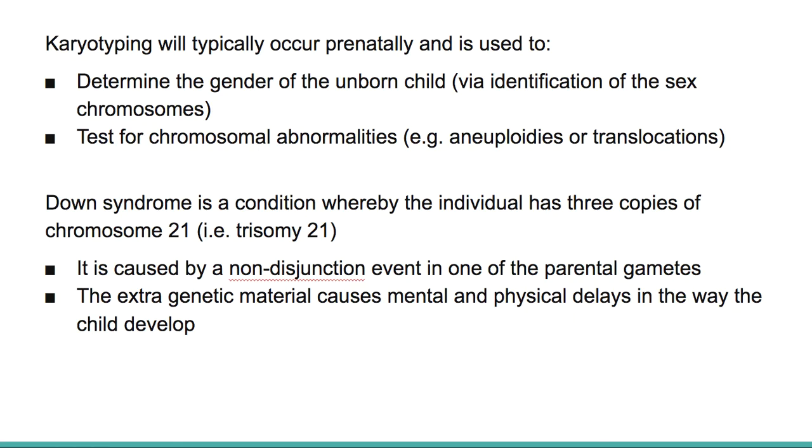Down syndrome is a condition where an individual has three copies of chromosome 21. So you'll see that in a karyogram, if there are three chromosomes close together, then that person has Down syndrome. And it's caused by a non-disjunction event in one of the parental gametes. The extra genetic material causes mental and physical delays in the way the child works. So the key words you need to know here are three copies of chromosome 21 or trisomy 21 and non-disjunction.